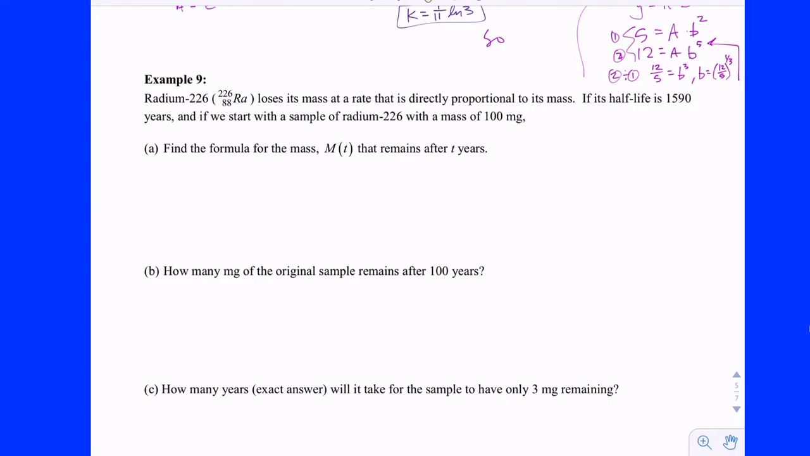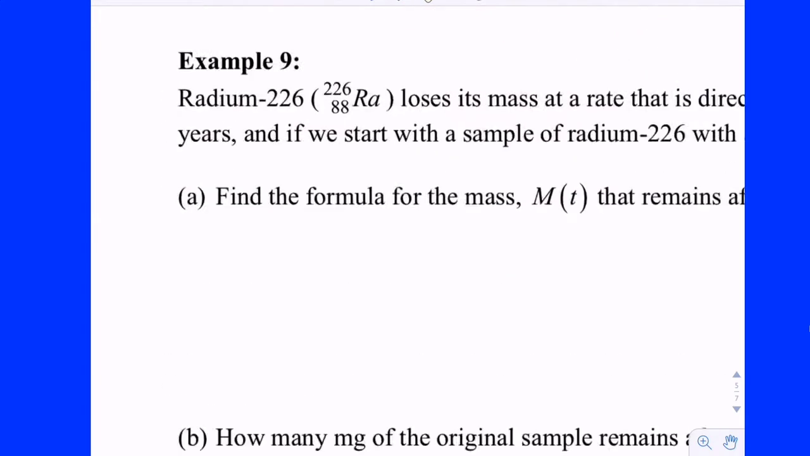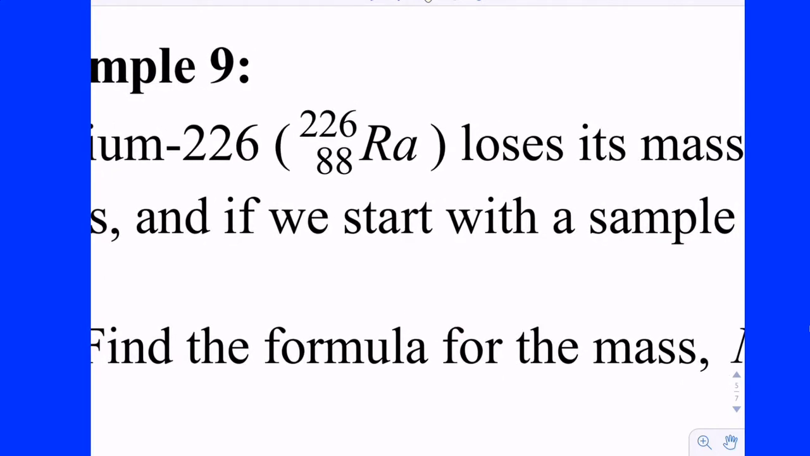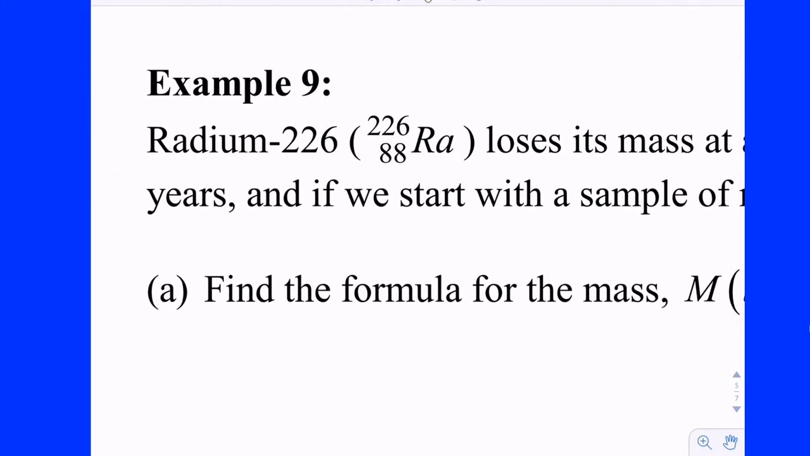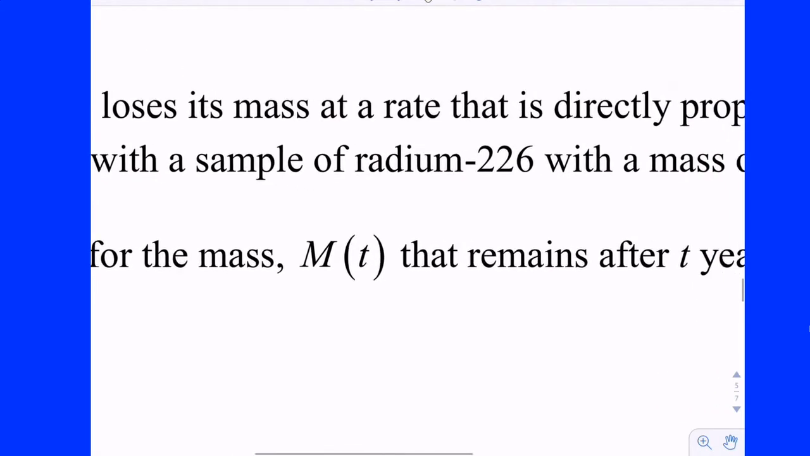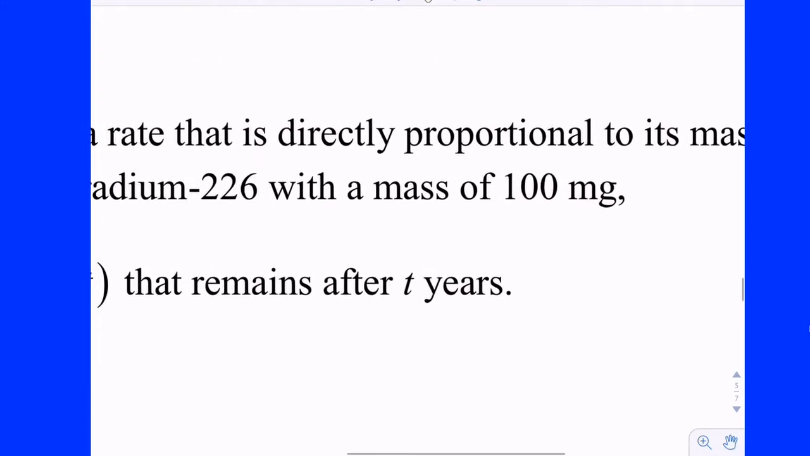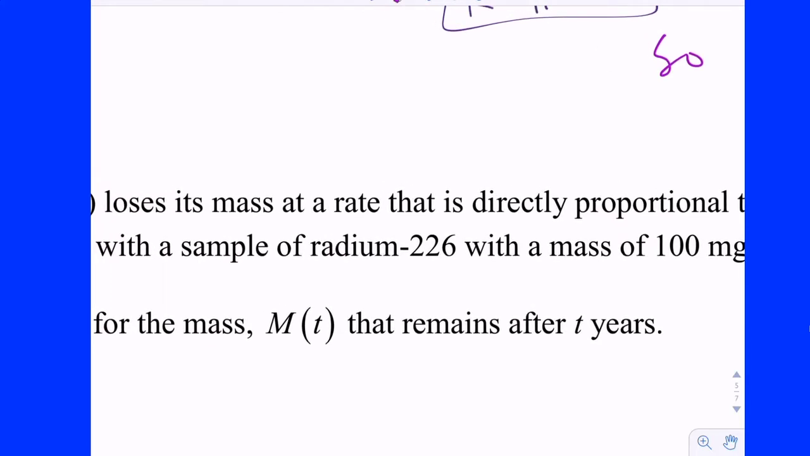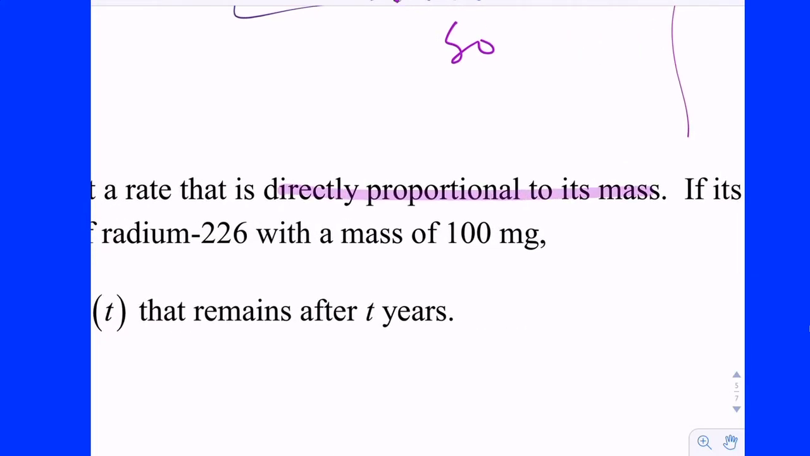All right, let's see what we're cooking up today in our math lab. We got radium-226. That's a good type of radium, right? That's high-quality radium. It loses its mass at a rate that is directly proportional to its mass. Y'all recognize that wording? Its mass is decreasing at a rate directly proportional to its current mass. So the more mass it has, the more mass it loses. The less mass it has, the less mass it loses.